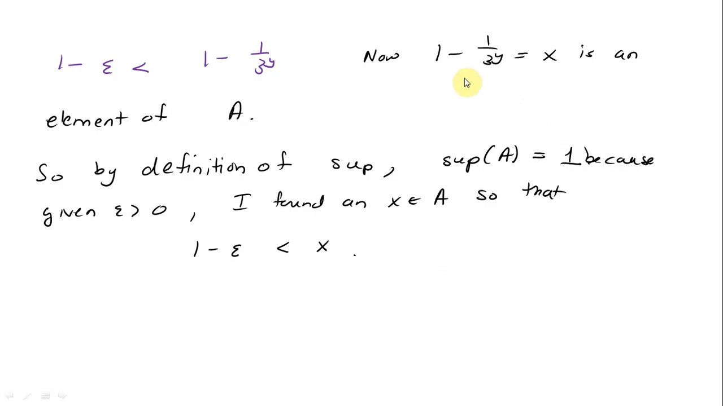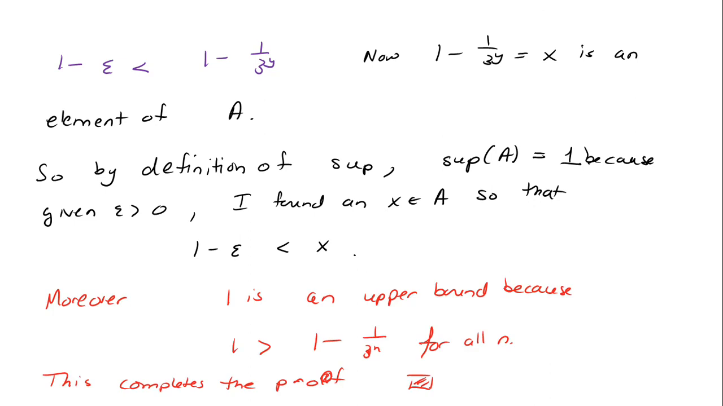Now, by the structure of my sequence, x equals 1 minus 1 over 3 to the y is an element of A. So by the epsilon definition of sup of A equals 1, given epsilon greater than 0, I found an x in A so that 1 minus epsilon is less than x. Moreover, 1 is already an upper bound. I didn't even show that, but it's an upper bound because if I subtract any positive number off of 1, 1 is bigger than 1 minus 1 over 3 to the n for all n. So that completes the entire proof.